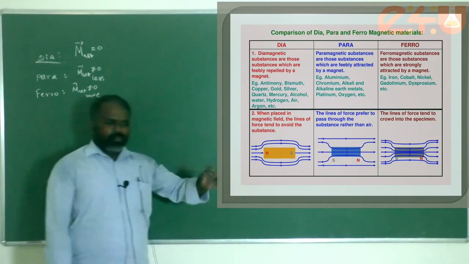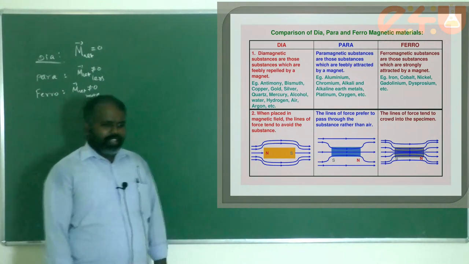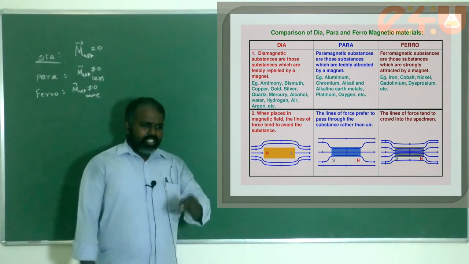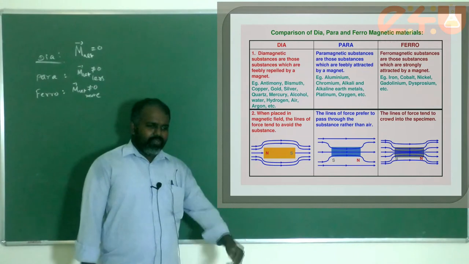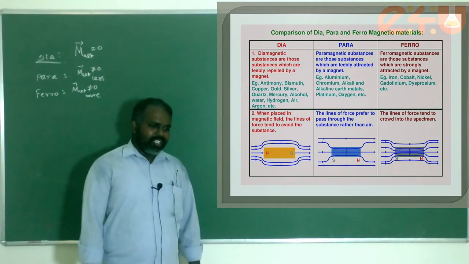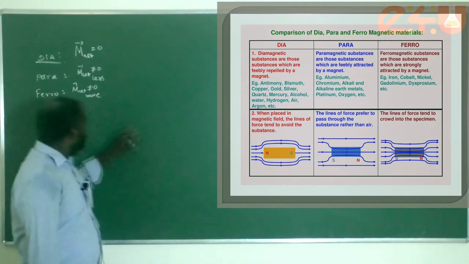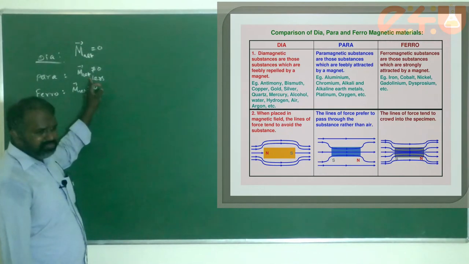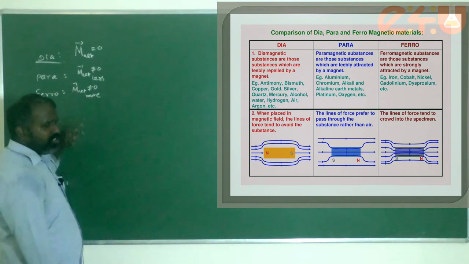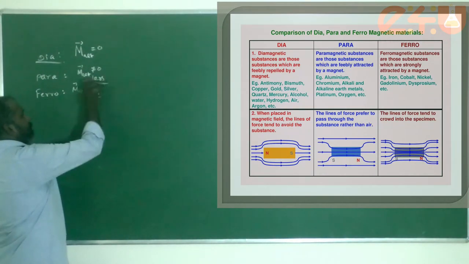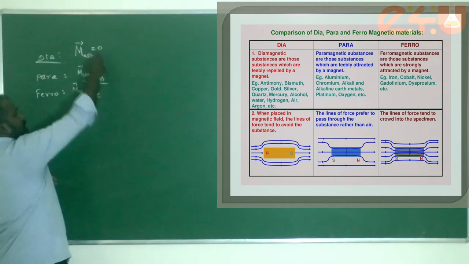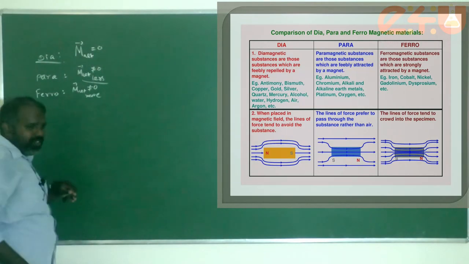Now please see the second one. The paramagnetic substances are those which are feebly attracted by the magnetic material, since their M net value will be less. So this M net is less. This is what I said about the absence of a magnetic field.